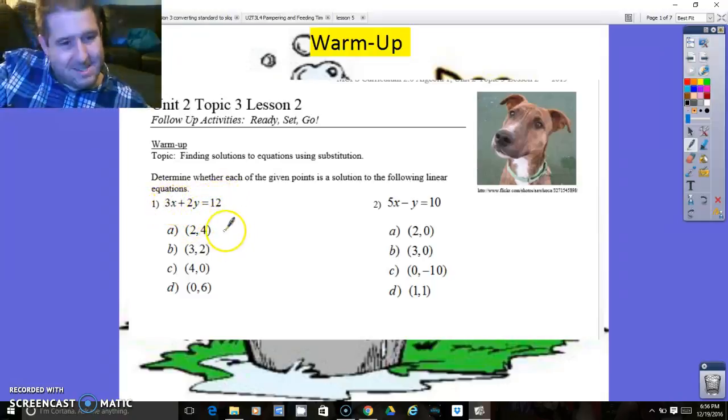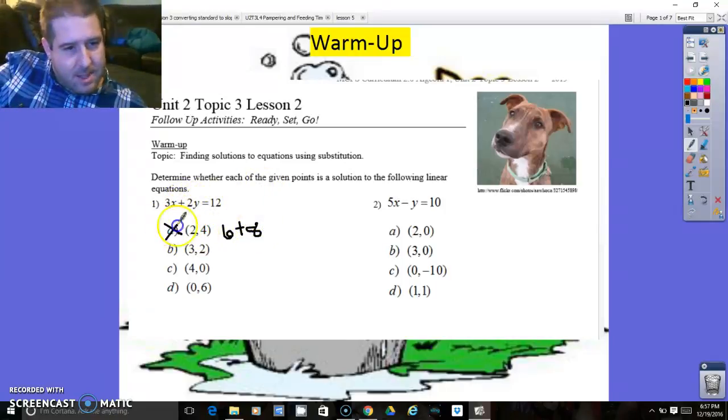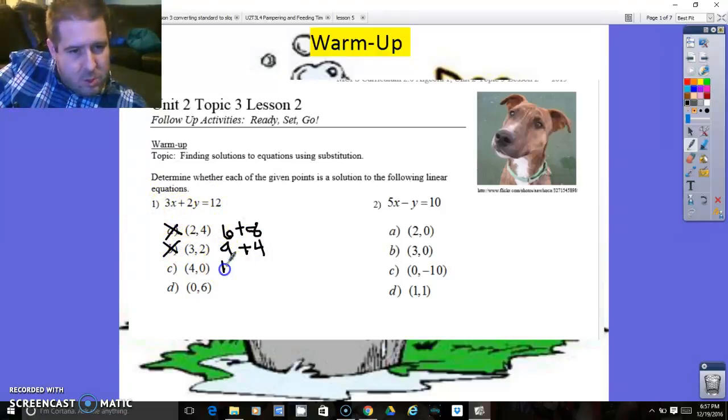3 times 2 is 6. 6 plus 4 times 2 is 8. 6 plus 8 is 14, so that's not a possible answer. So that's 9. 2 times 2 is 4, so that makes 13, so that's not a solution. 3 times 4 is 12, plus 0 is 12, so that is a solution.